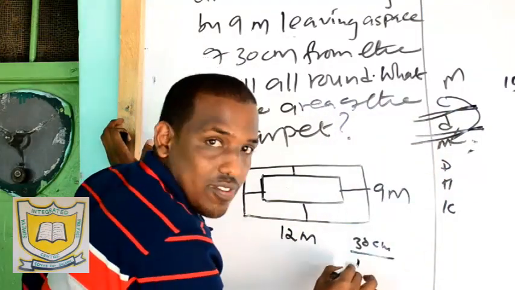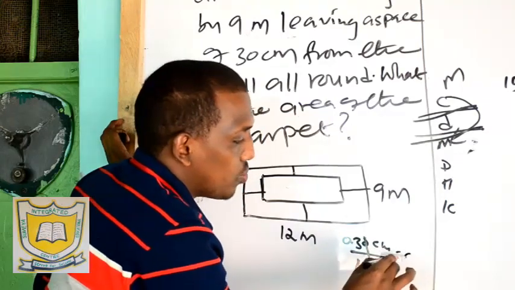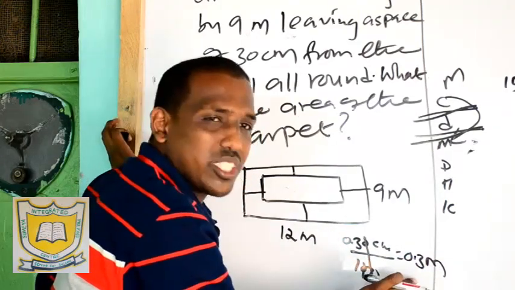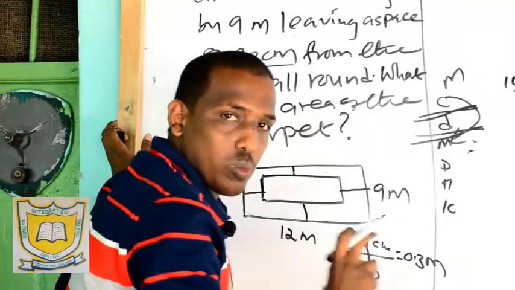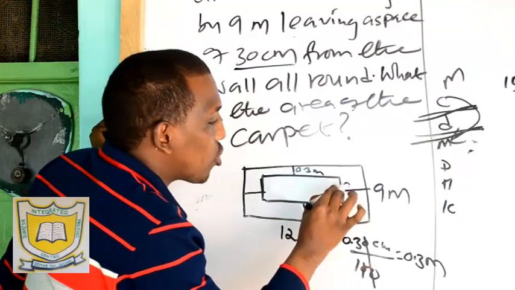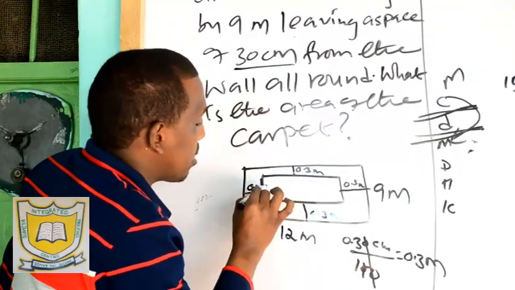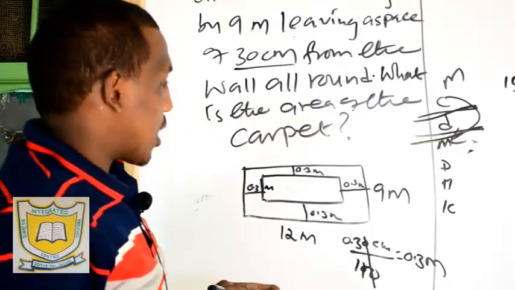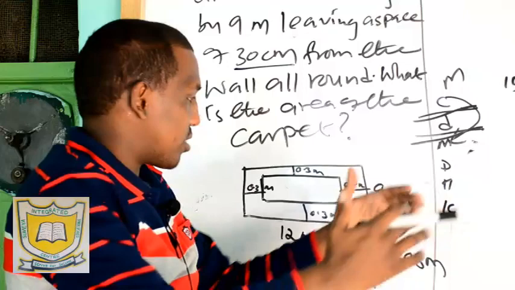So we divide now. Divide by 100, cancel the zeros. 0.0, so it will be 0.3 meters. Why are we changing 30 centimeters here to meters? Because the lengths of the bigger room are in meters. So now the margins are 0.3 meter, 0.3 meter, all round 0.3 meter. That is what we call the margin, or the space that is left around the carpet.